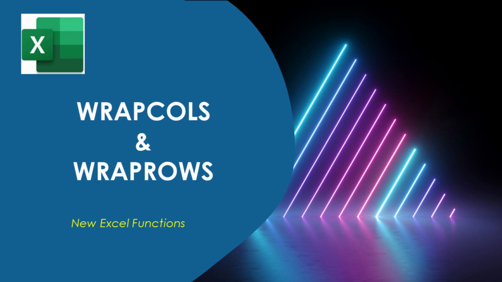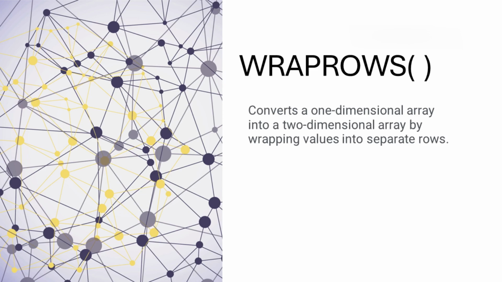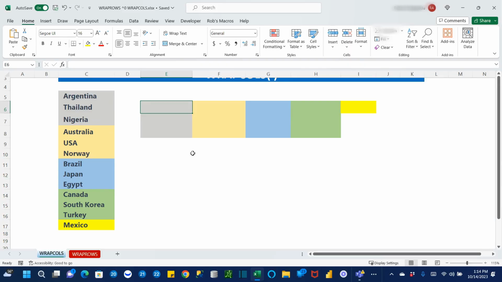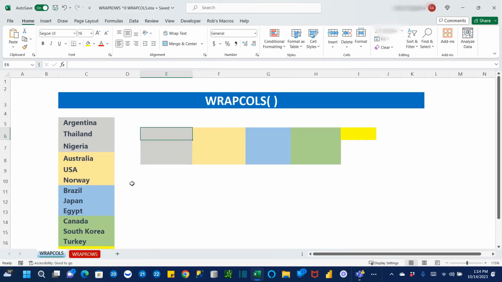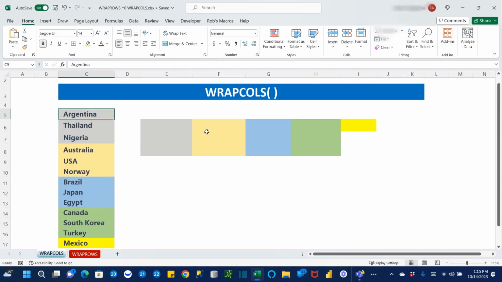Actually, they are some of the new functions that have been added to Excel, and these functions are WRAPCOLS and WRAPROWS. Okay, so let's take a look at what these functions are and how they are used. On your screen, you can see I have 13 countries here, and they are in one column.